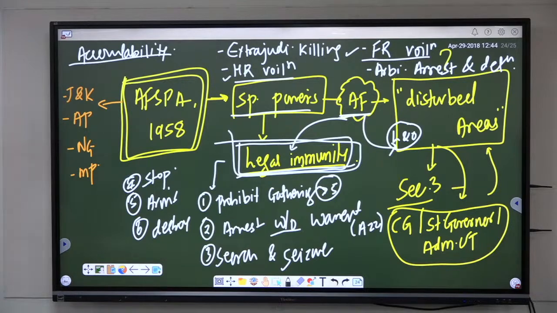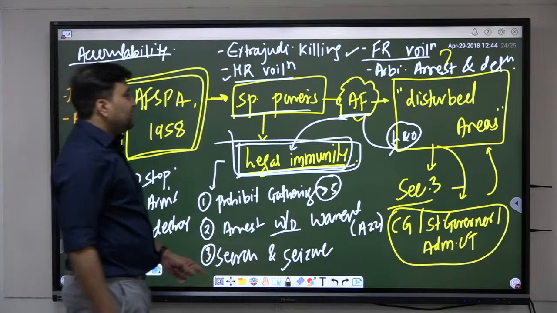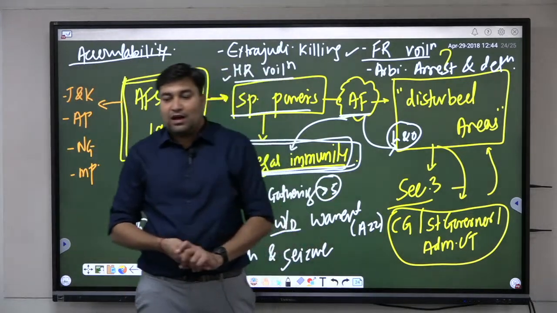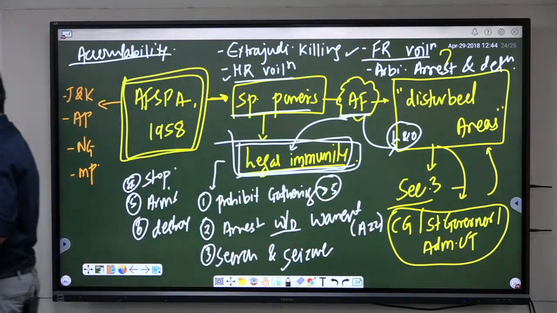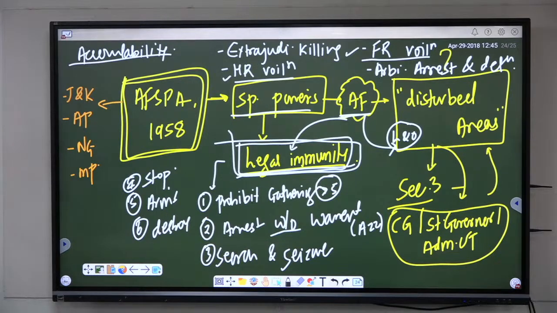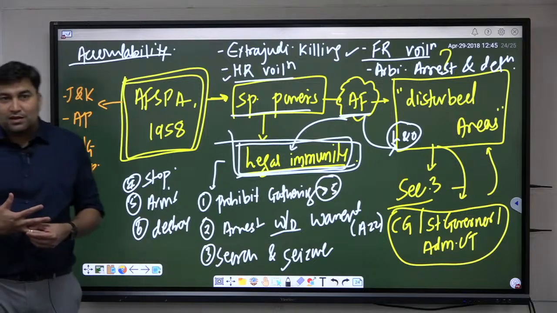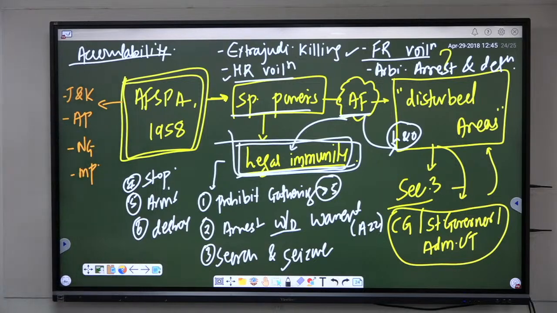Okay? Next point. Disturbed areas are declared under Section 3 of AFSPA by the central government, the state governor, or the administrator of the union territory.